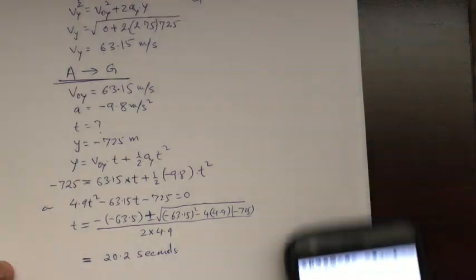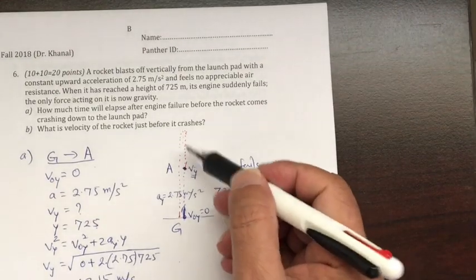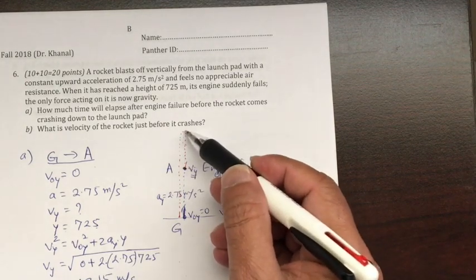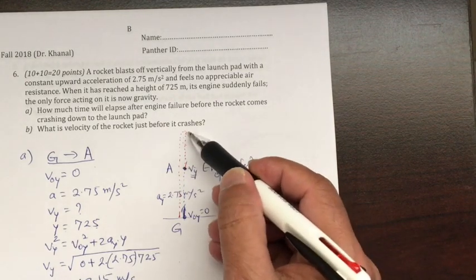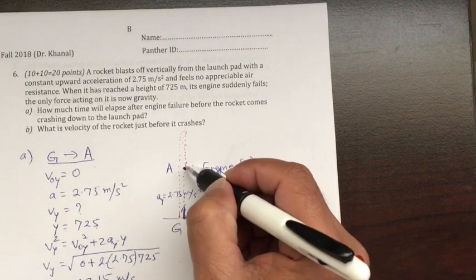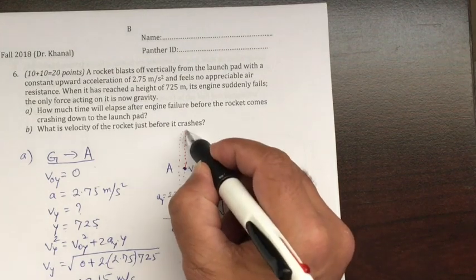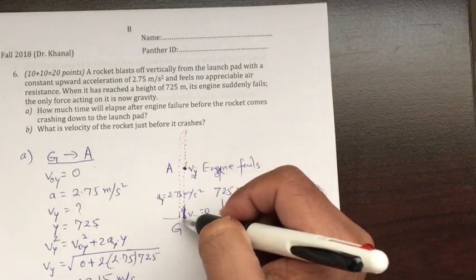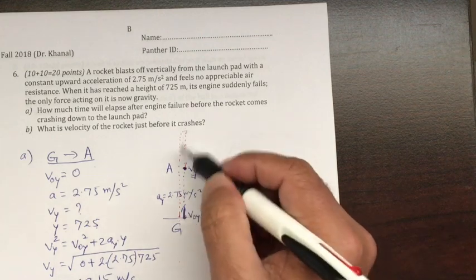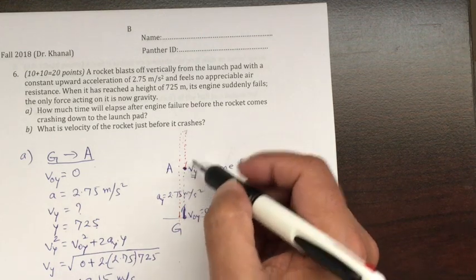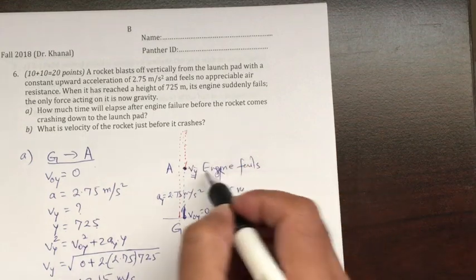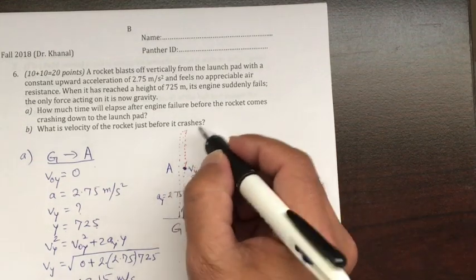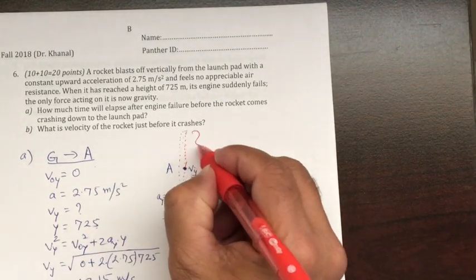You can also get the displacement from here to here, how high it goes, right? So you can get this displacement and get the time separately, from here to there, and then again from there back. That will also give you the same answer. Actually, in your book, you're asked to find how high it goes after the engine fails. Let me use red and do it for you.